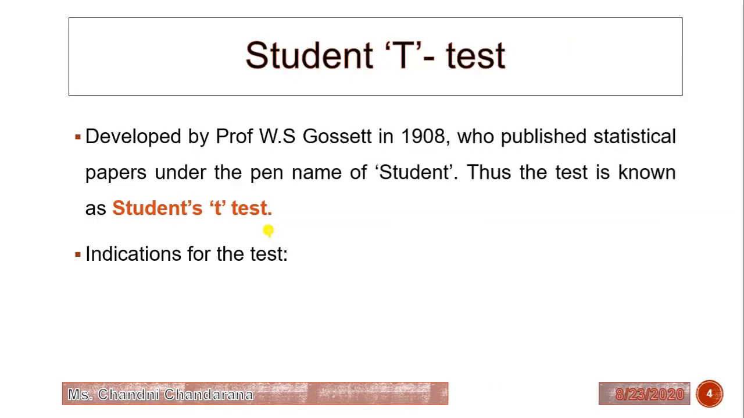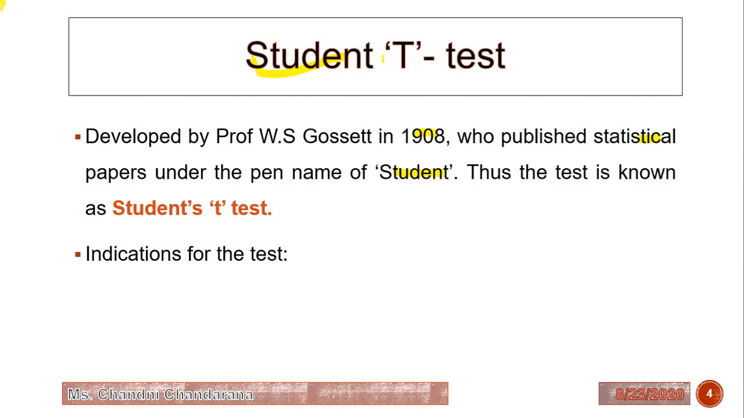So what is the student t-test and why is it known as the student t-test? It was developed by Professor W.S. Gossett in 1908, who published statistical papers under the pen name of Student. That's why this test is known as the student t-test.